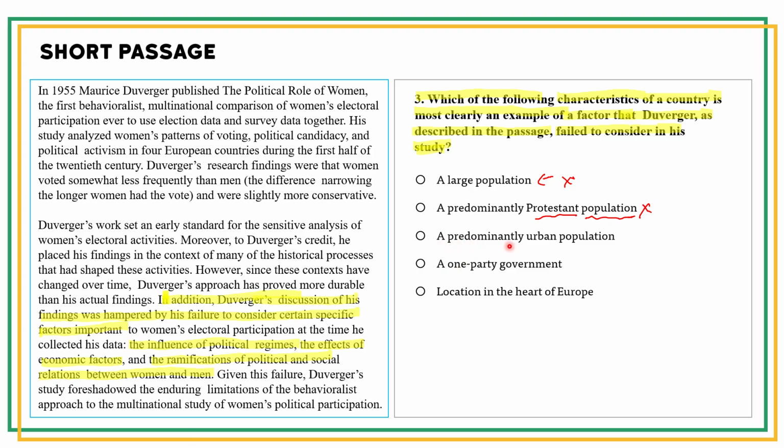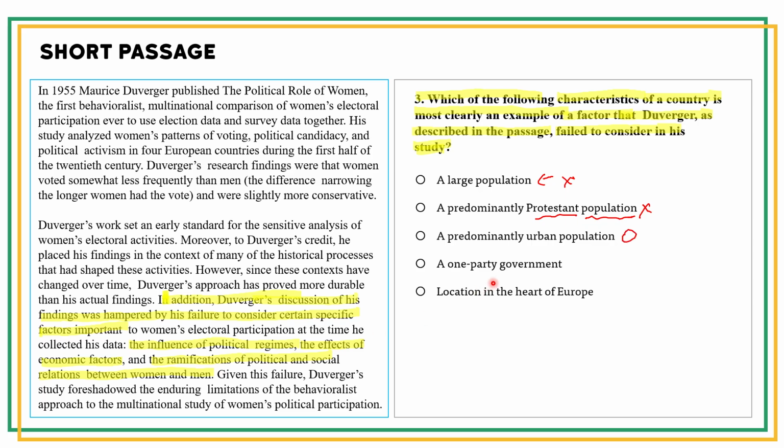All right, a predominantly urban population. Could a failure to consider a predominantly urban population be similar to the failure to consider the influence of political regimes? Nah. Okay, could it be similar to the failure of the effects of economic factors? It could be. We'll have to assume that, because urbanization happens because of certain trends in the economy. I have to make a story, but still, let's put it in a maybe.